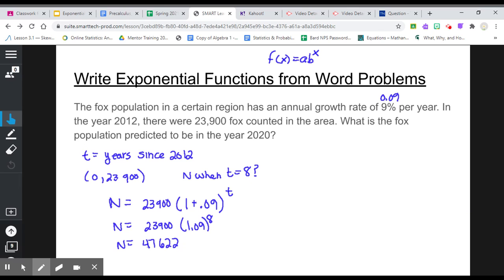So here we took our information, we created our function, and then we substituted our year of interest, or our input of interest, in order to figure out the output at that time.